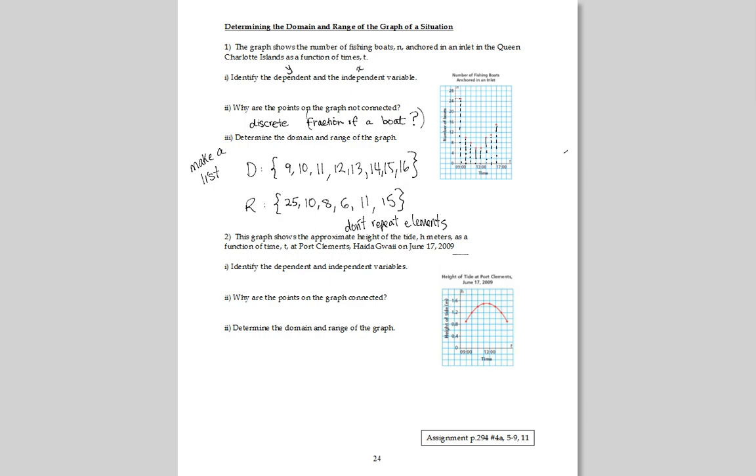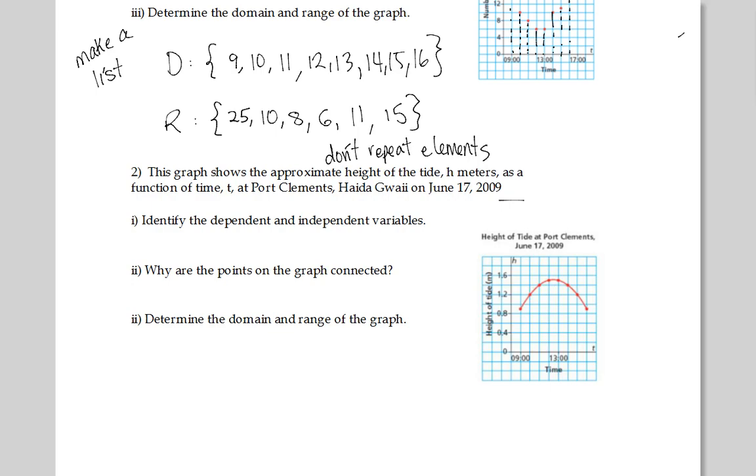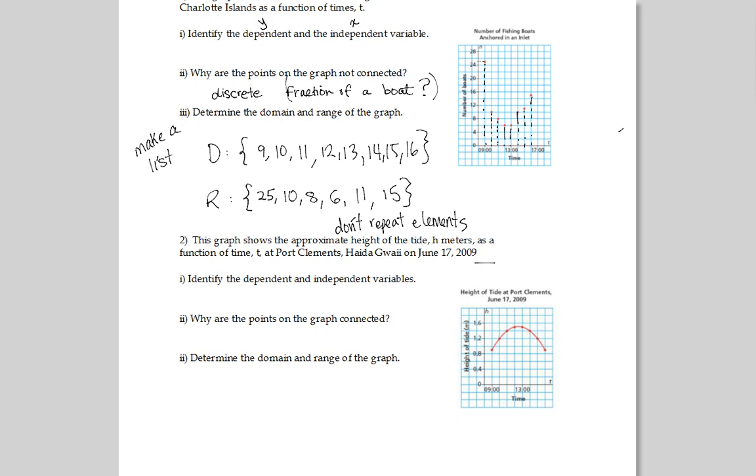Okay, let's take a look at the next one. The graph shows approximate height of the tide as a function of time. Identify the dependent and independent. So dependent is always y, so we have height. And independent is the x, that's time. Why are the points on the graph connected? H and T are continuous variables.